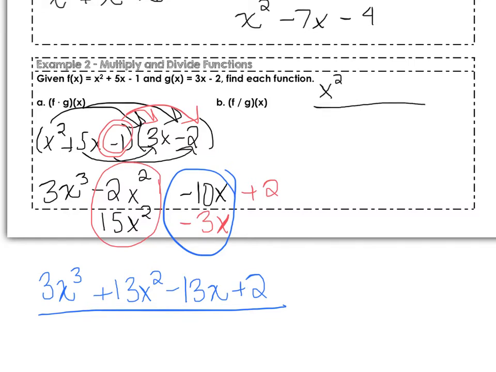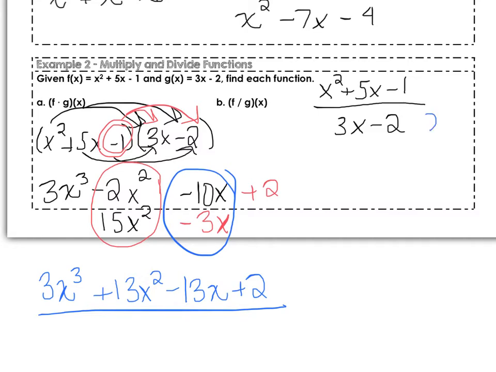So we have f divided by g, x squared plus 5x minus 1 over 3x minus 2. This is what it's going to be. I cannot simplify it any further because there are no common factors amongst the top or the bottom. Looking at the top, I can't factor it. Looking at the bottom, I can't factor it.